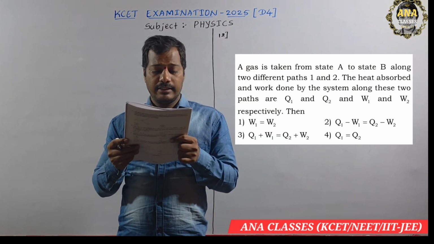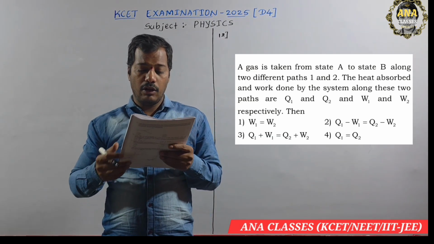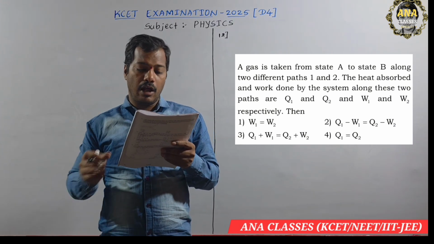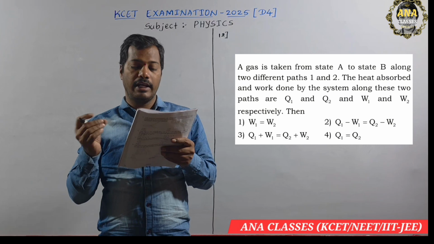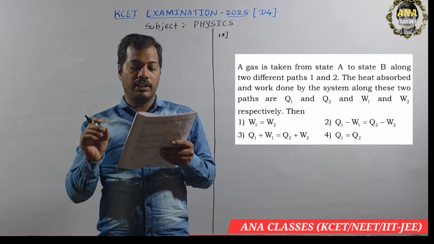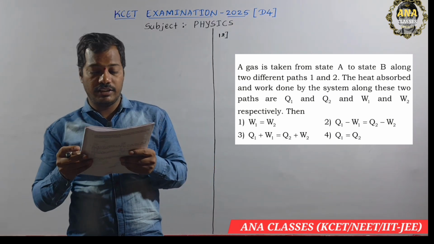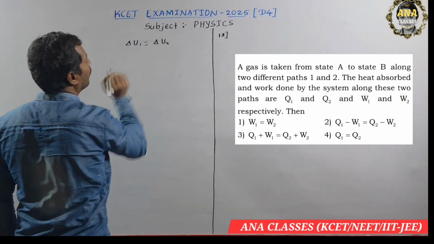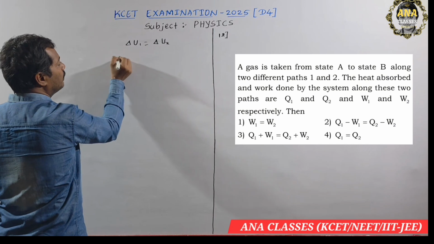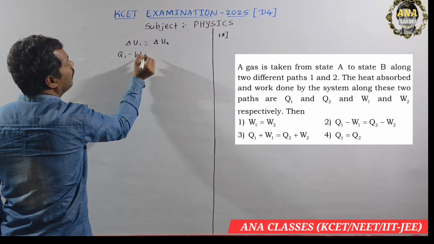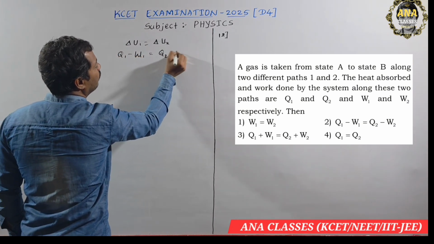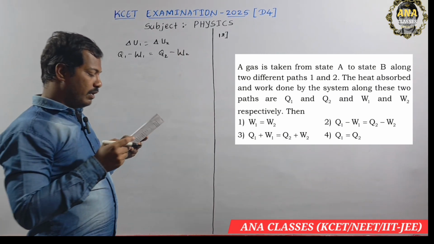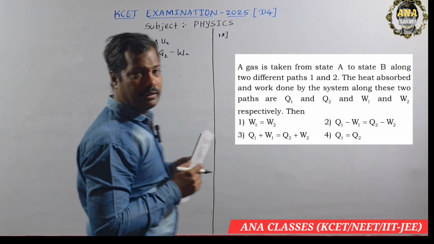Question number 12. A gas is taken from a state A to state B along two different paths 1 and 2. Heat absorbed and work done by the system along these two paths are Q1 and Q2 and W1 and W2 respectively. Then the condition is delta U1 is equal to delta U2. So its formula is what? It is Q1 minus W1 is equal to Q2 minus W2, the difference in the heat energy and the amount of work done. So the answer is 2. The second option is correct.